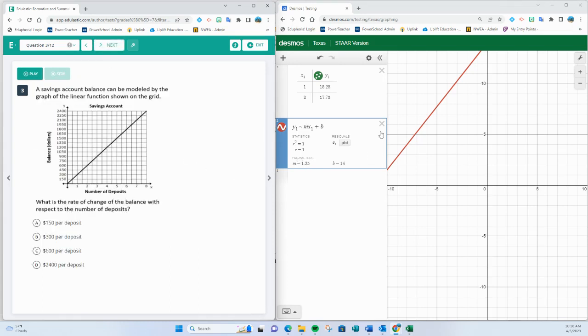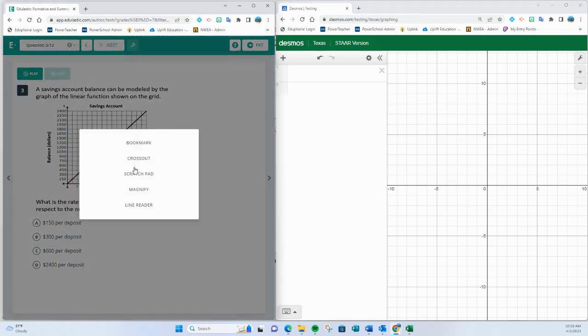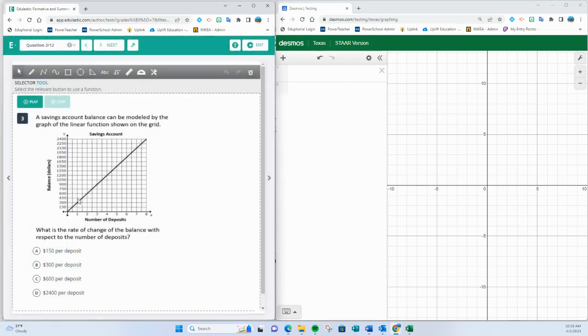On number 3, on this one, I actually prefer to use the actual graph given. So I would want to see for every one deposit, how much is in my savings account. So here I look at for every one on my x value. So per deposit, for every one, it's $300.